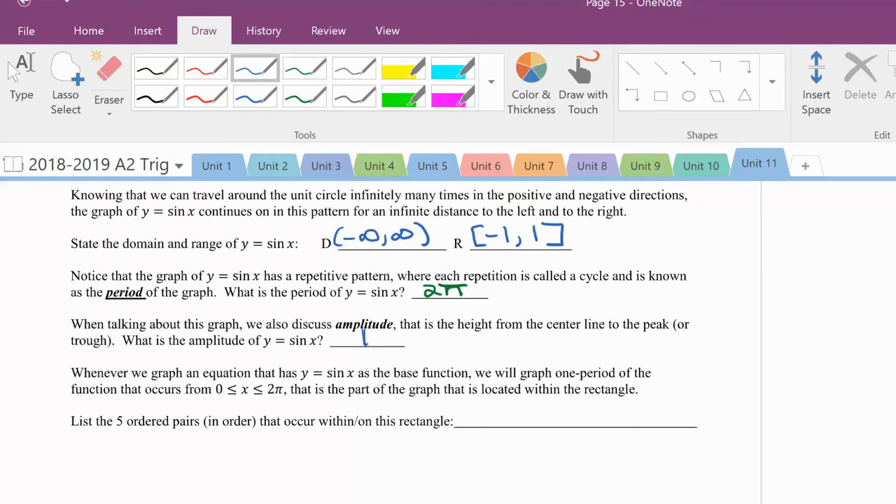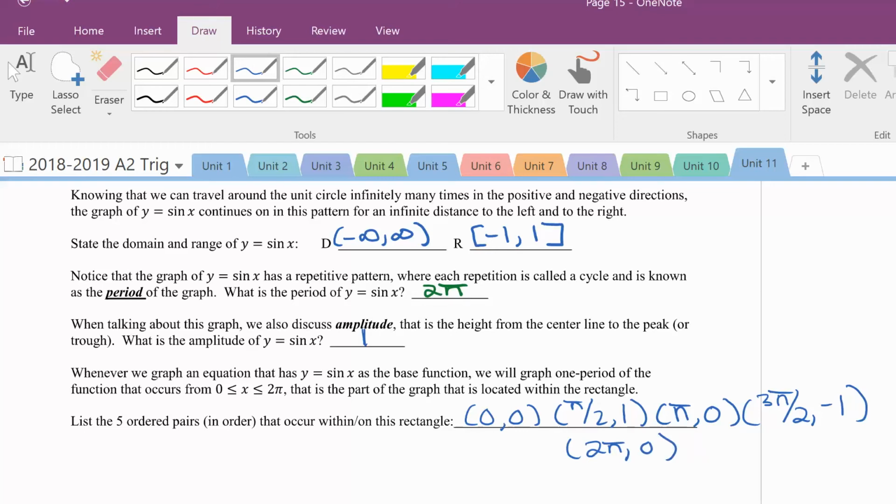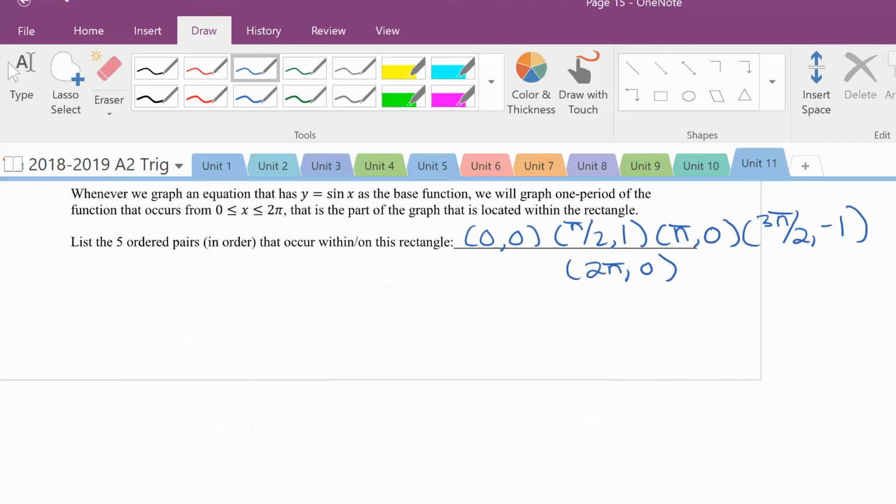Whenever we graph the equation, we will graph the function, and so the 5 ordered pairs in order that occur between 0 and 2 pi are (0, 0), (pi over 2, 1), (pi, 0), (3 pi over 2, negative 1), and (2 pi, 0). Those are the 5 coordinates that occur within that rectangle of 0 to 2 pi.